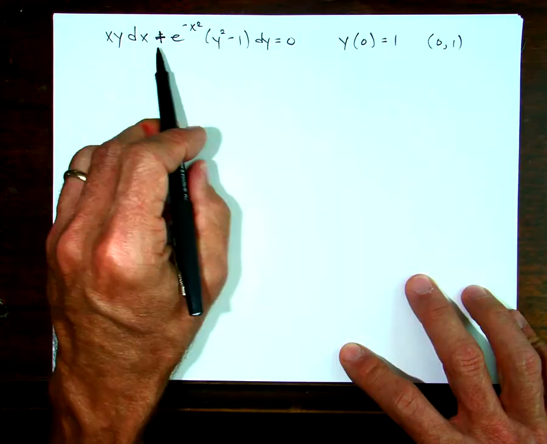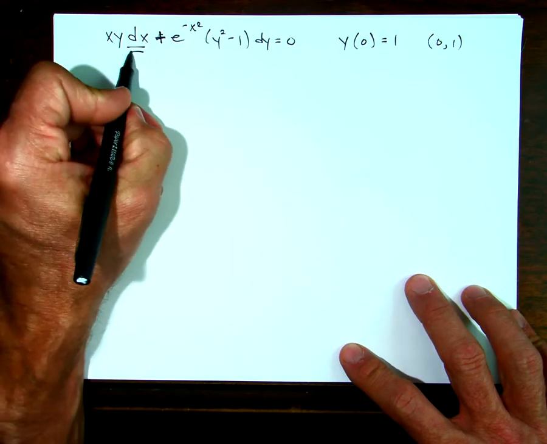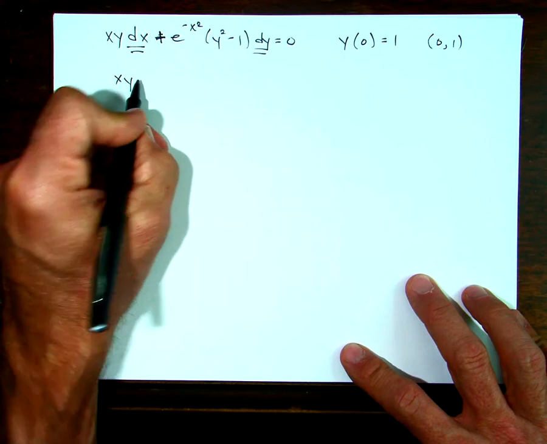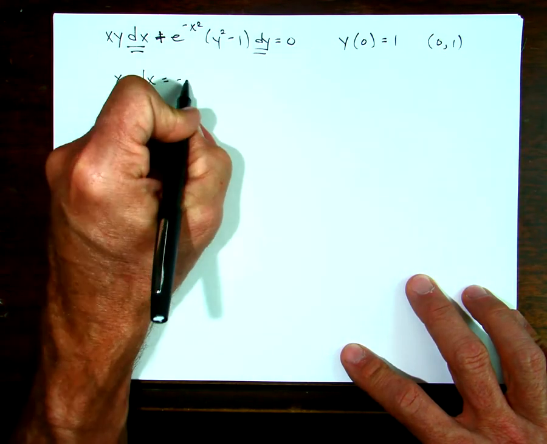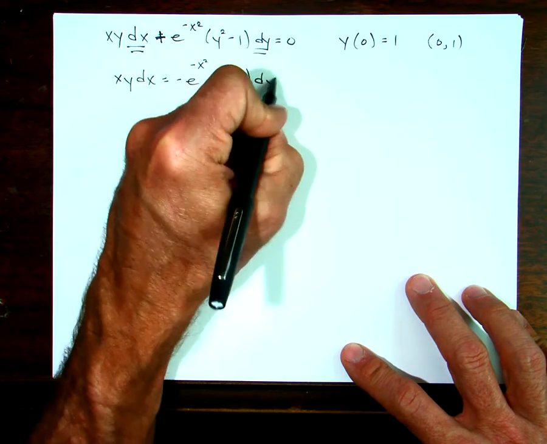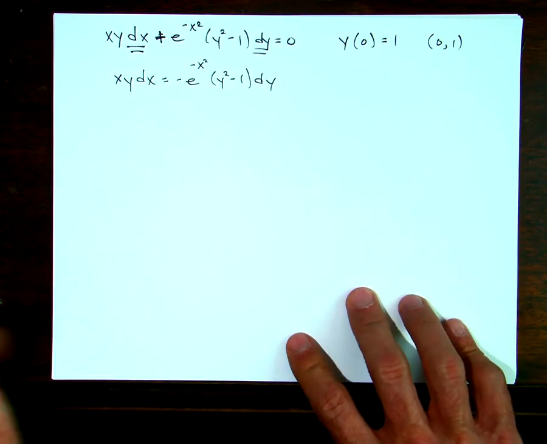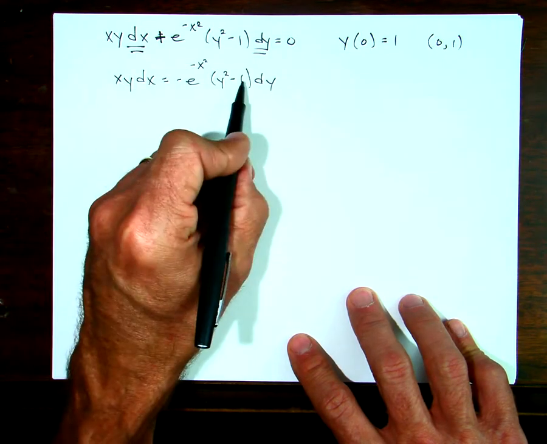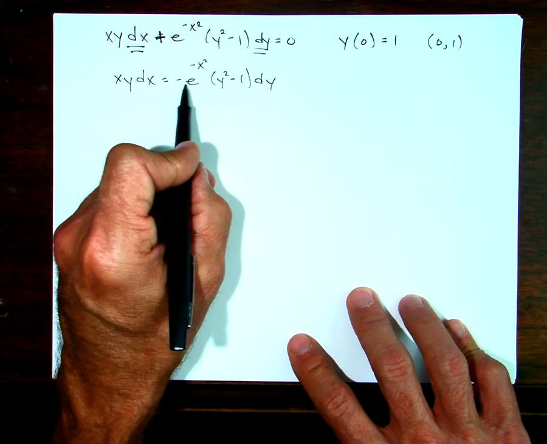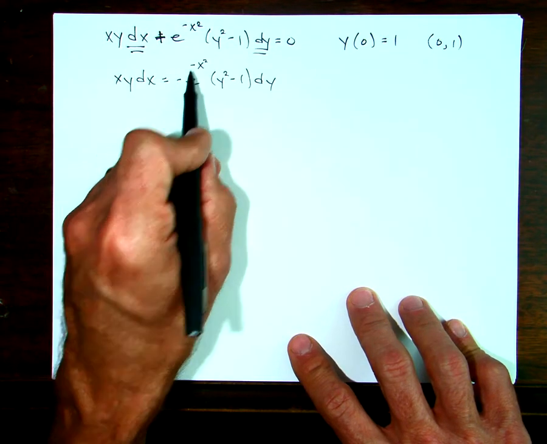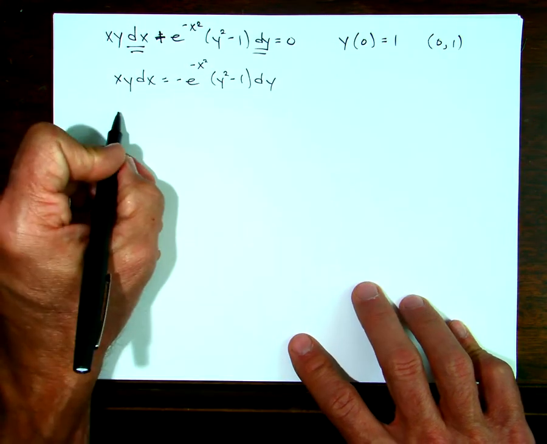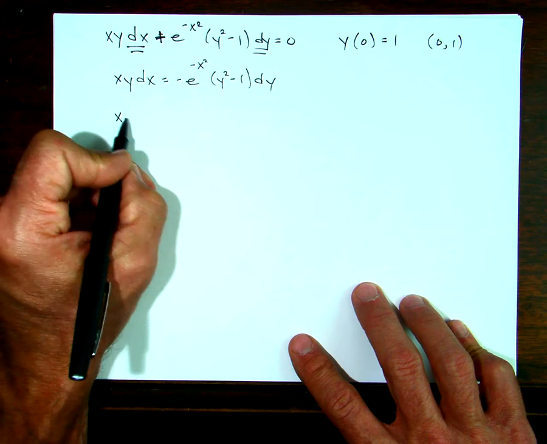So the first thing I'm going to do here, again, separation of variables, I have this dx term and I have a dy term. Let's get them on opposite sides, right? So I'll have xy dx equals negative e to the negative x squared, y squared minus 1 dy. And again, I want to get this y over here, so I'll have to divide it, and I want to get this over here. So if I multiply by negative e to the x squared, then this whole thing will become 1. So I end up with x times, and I'm saying times negative e to the positive x squared.